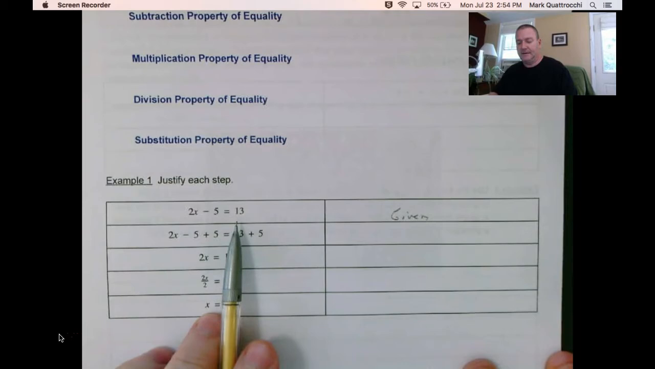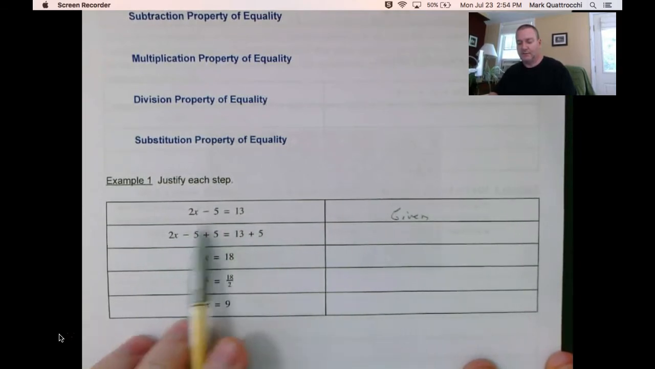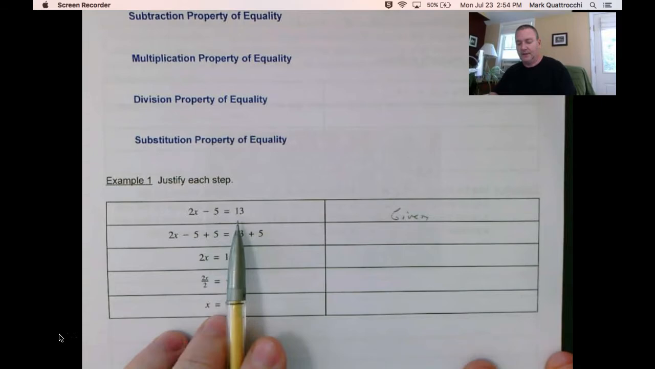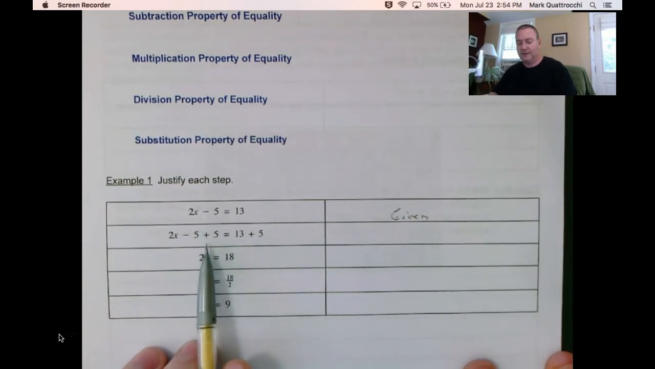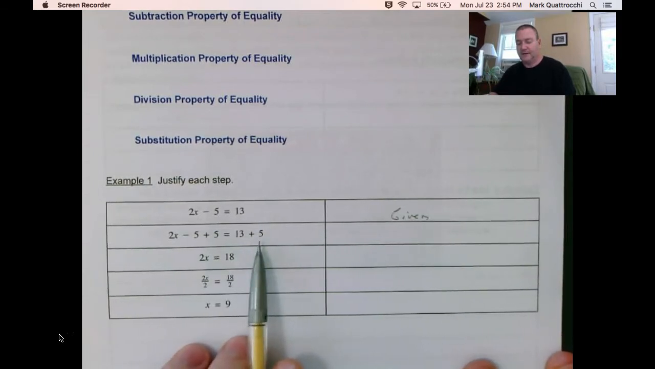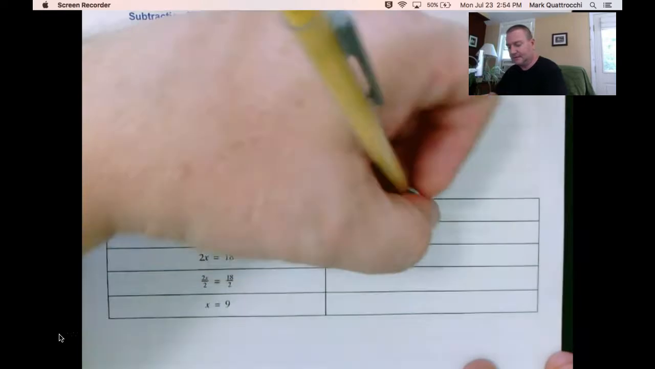What has happened when going from this equation to this equation? What's changed? Well, the 2x minus 5 is still here. The 13 is still here. What's new is we have a plus 5 on the left and a plus 5 on the right. What allows us to do that is the addition property.